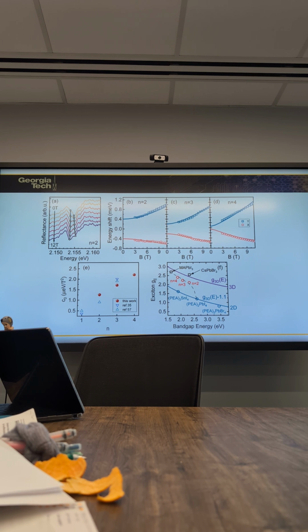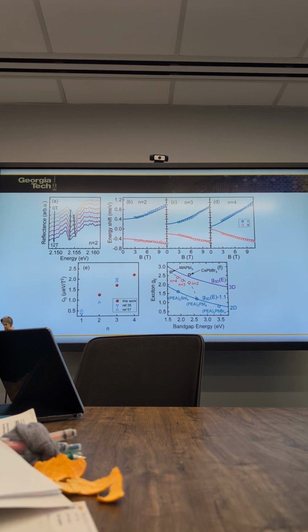n equals 3, n equals 4. At 0 Tesla, there is a split energy, right? In n equals 2, there is a big difference between the X and Y states. In n equals 3, there is a difference, but not as much, right? And in n equals 4, the energy at 0 Tesla. Why does that make sense with the first one?